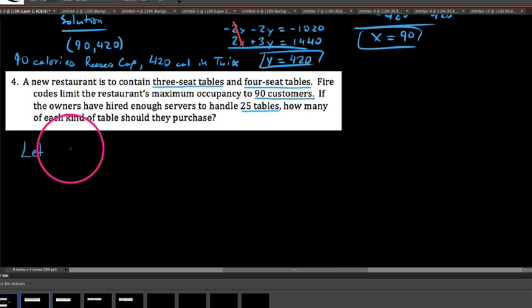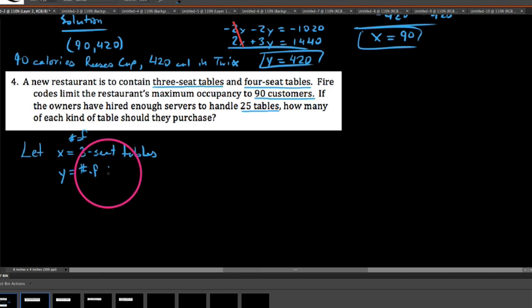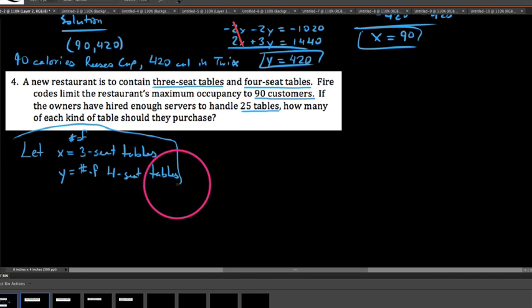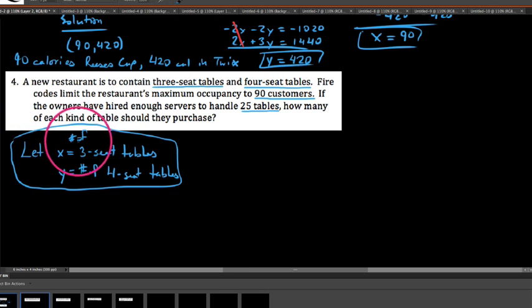Defining our variables, we notice that there were only 2 types of tables here. We would say x is the number of 3-seat tables, and y is the number of 4-seat tables. As we've defined these, we want to figure them out. Let's go back up and look at the quantities that we were told.